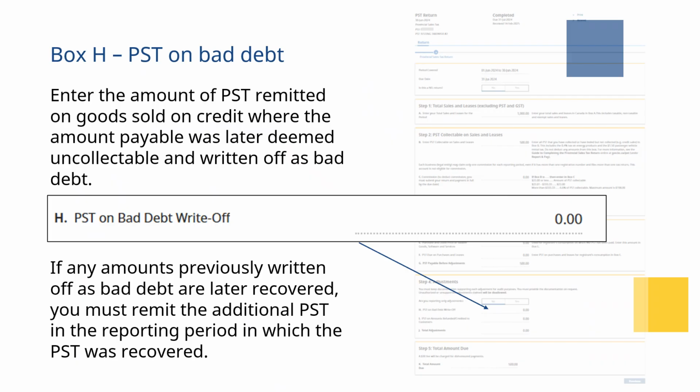Box H is for PST on bad debt. In this section, you'll enter the amount of PST remitted on goods sold on credit where the amount payable was later deemed uncollectible and written off as bad debt. If you're going to claim an amount here, it must be in the same reporting period that the amount owed was written off. If you don't claim this adjustment in the same reporting period, you will have to apply for a refund. And if any amounts previously written off as bad debt are later recovered, you then must remit the additional PST in the reporting period in which that PST was recovered.